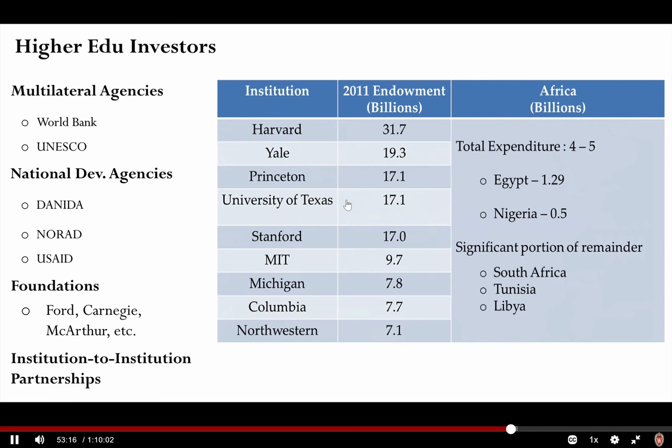Harvard, for instance, these are 2011 numbers, has an endowment of $31.7 billion. When you compare that with the total expenditure for all the universities on the African continent around the same time, it was between 4 and 5 billion. And much of that is going into universities in Egypt and Nigeria and obviously South Africa, Tunisia, and Libya. But the rest of the countries have very small proportions of this 4 billion that's going into their universities.